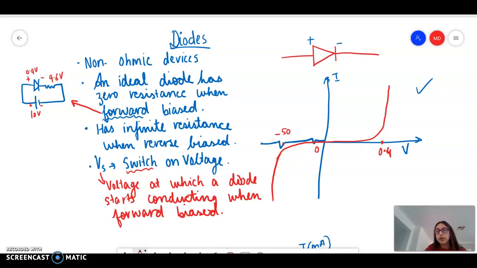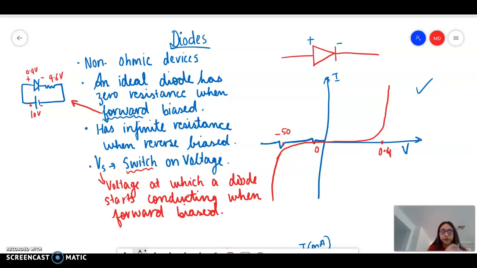After the switch on voltage, the potential difference across the diode does not increase. So even if you're applying 10 volts in this circuit, the diode's only getting 0.4. The rest is being given to the other resistance. If you're applying 20 volts from the battery, the diode will still only get 0.4. The rest, 19.6, will be given to the other resistors in the circuit. So a diode acts like a voltage controlled switch. It works if it's forward biased, and the potential difference across the diode is fixed no matter what.